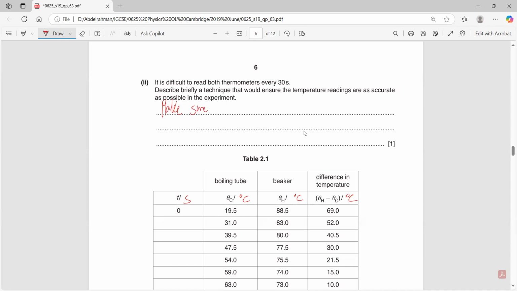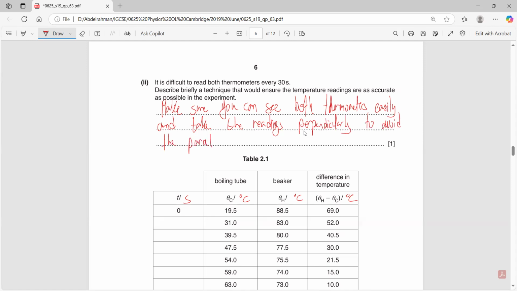Yes, perpendicularly to avoid the parallax error. Make sure you can see both thermometers easily, and take the readings perpendicularly to avoid what? To avoid the parallax error.